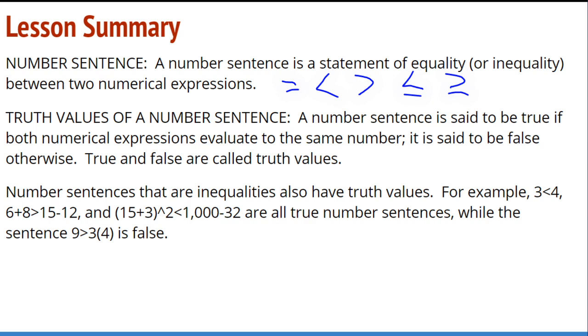Number sentences that are inequalities also have truth values. For example, 3 is less than 4, and 6 plus 8 is greater than 15 minus 12. And then we have 15 plus 3 squared is less than 1,000 minus 32. These are all true number sentences, while the number sentence 9 is greater than 3 times 4 is false. So we evaluate to determine if a statement is true or false.